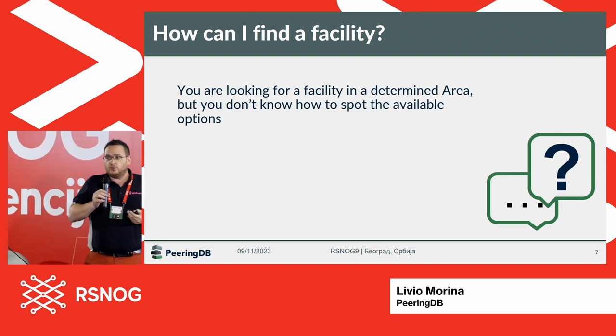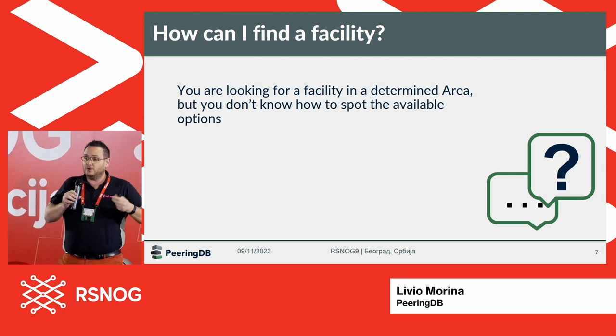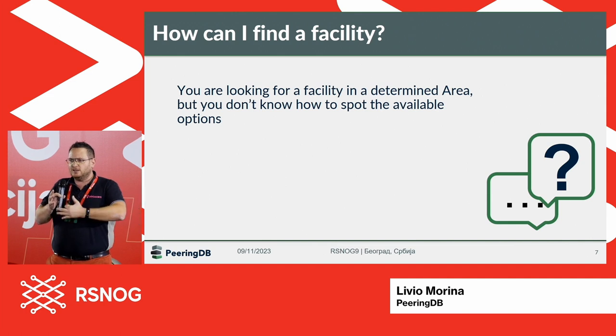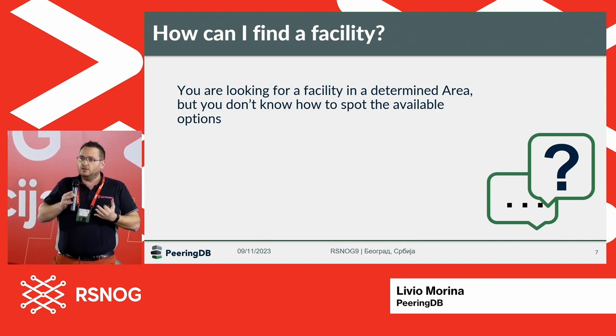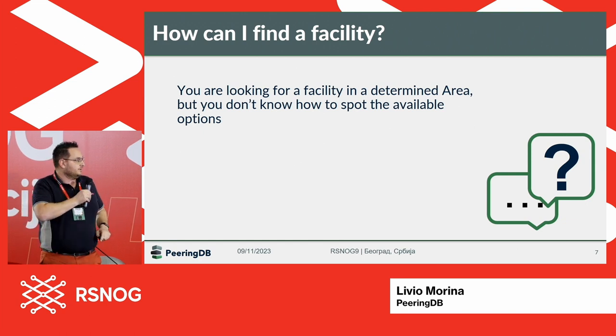So if you are looking for an Internet Exchange, or looking for a network in an Internet Exchange and you don't know where to start, you can just use PeeringDB. I understand that Serbia is not a huge country, so maybe you know all the networks in all the Internet Exchanges. But if you need to approach a country next to you, you could use these tools to understand where is a backup position for one content.